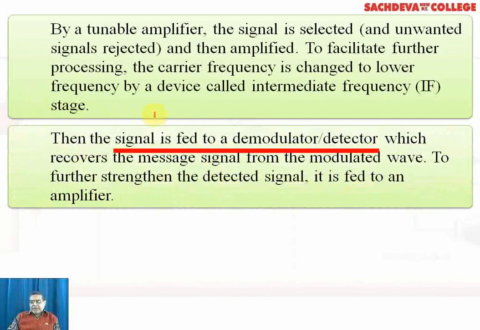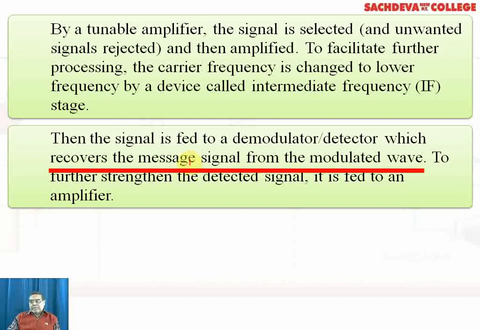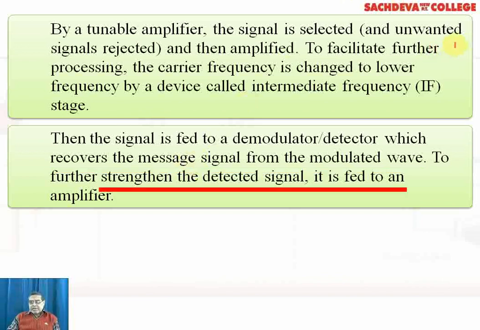Then the signal is fed to the demodulator, that is the detector. Demodulator means separating the audio frequency from the carrier frequency, and the carrier frequency is rejected back to the atmosphere, whereas the audio frequency is fed into the amplifier, which recovers the message signal from the modulated wave. To further strengthen the detected signal, it is fed into the amplifier.